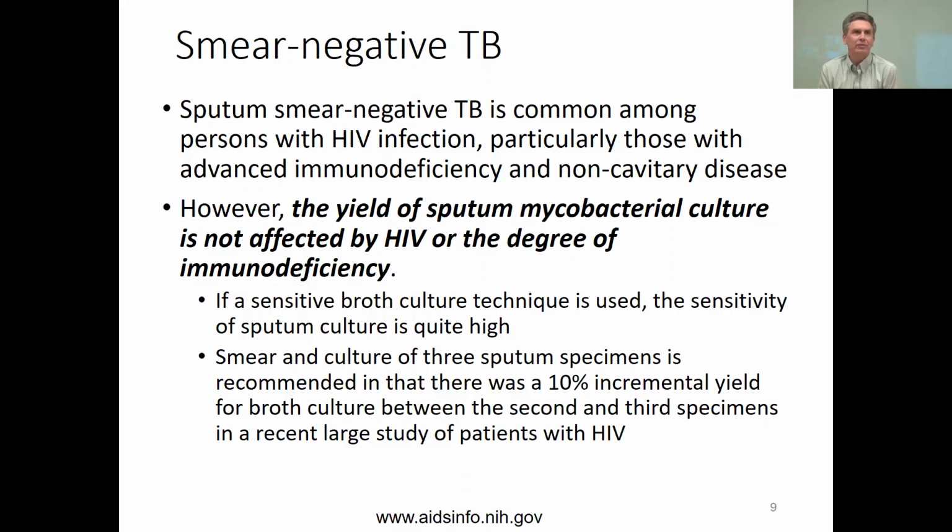The sensitivity of culture is not affected by HIV or the degree of immunodeficiency. So sensitivity is very high if a broth culturing technique is used, which really is the standard of care for tuberculosis culture. It's recommended to do at least 3 sputum specimens. With each successive specimen you smear and culture, you get an incremental yield. So in your patient with HIV, please do obtain 3 sputum specimens, send all for smear and culture.